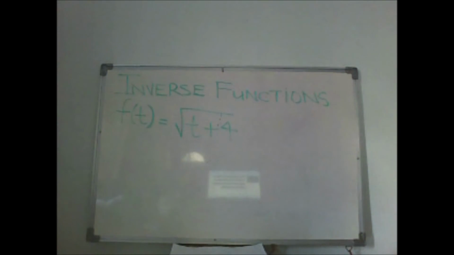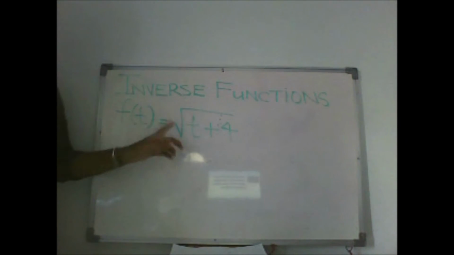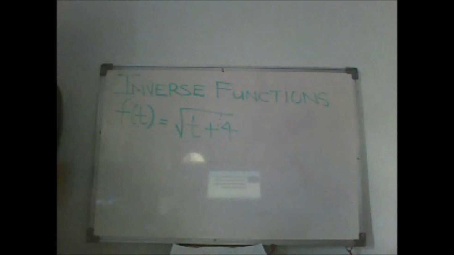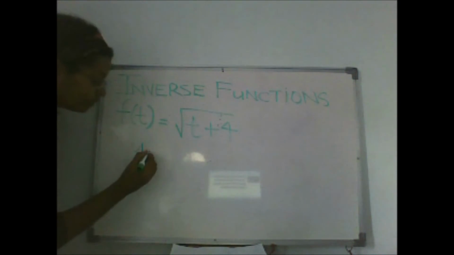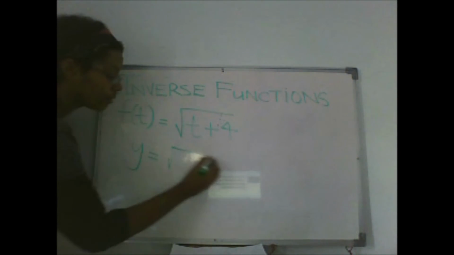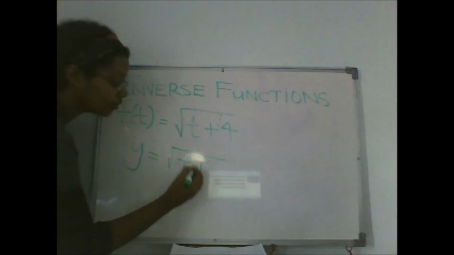Okay, so in this example we have f of t is equal to the square root of t plus 4. I know the other ones we had x. This time we have t. And it doesn't make a difference. So again we do like what we always do. y is equal to the square root of t plus 4.